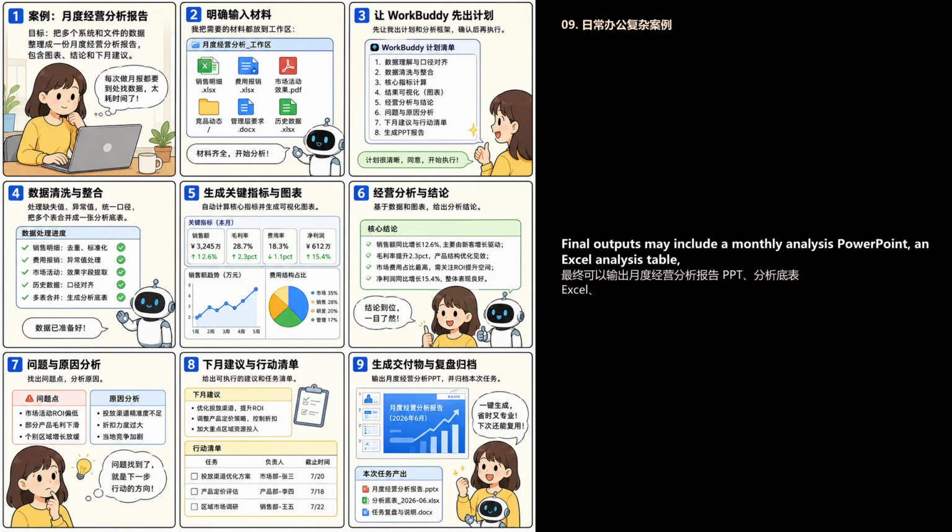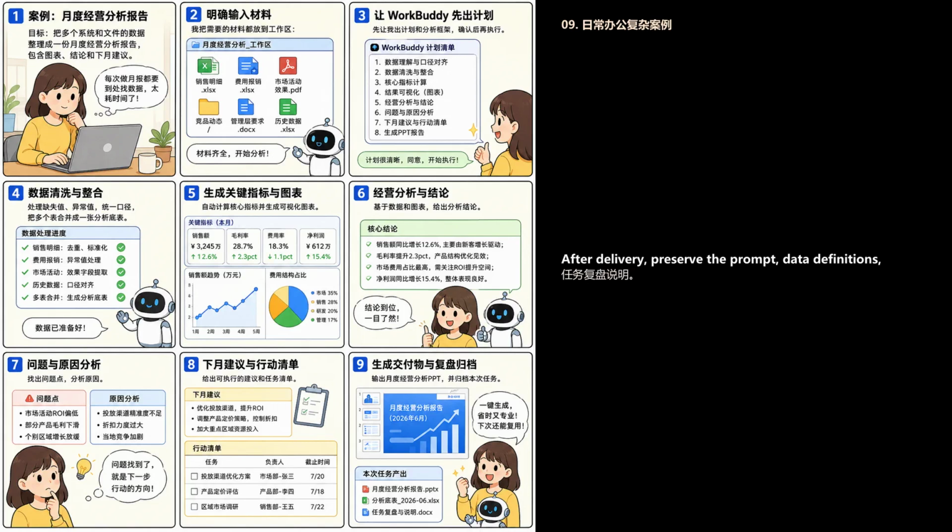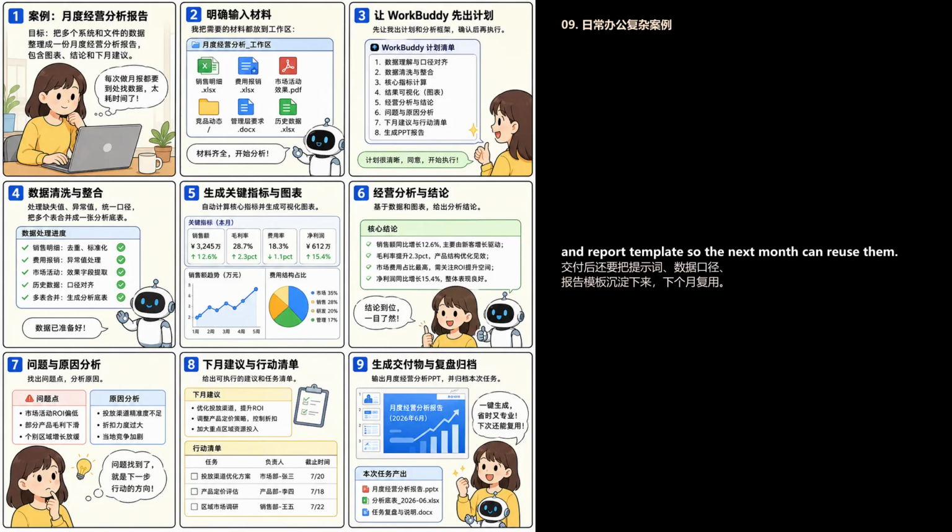Final outputs may include a monthly analysis PowerPoint, an Excel analysis table, and task review notes. After delivery, preserve the prompt, A/B definitions, and report templates so the next month can reuse them.